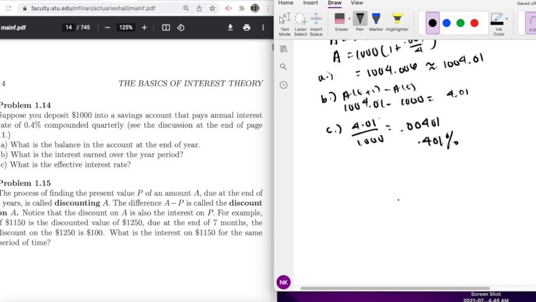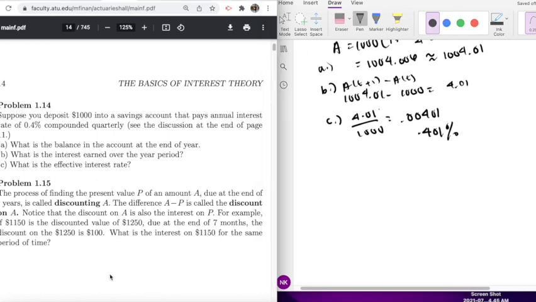Alright, 1.15. The process of finding the present value of an amount A due at the end of the year is called discounting. The difference A minus P is called the discount on A. Notice that the discount on A is also the interest on P. For example, if $1,150 is the discounted value of $1,250 due at the end of 7 months, the discount on $1,250 is $100. What is the interest on 1150 for the same period?